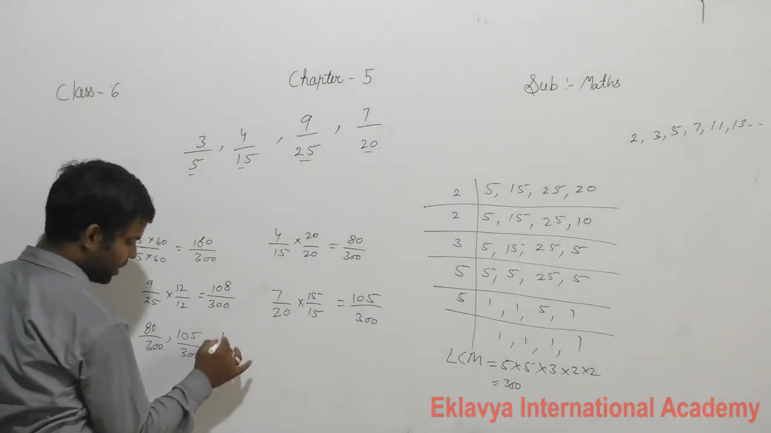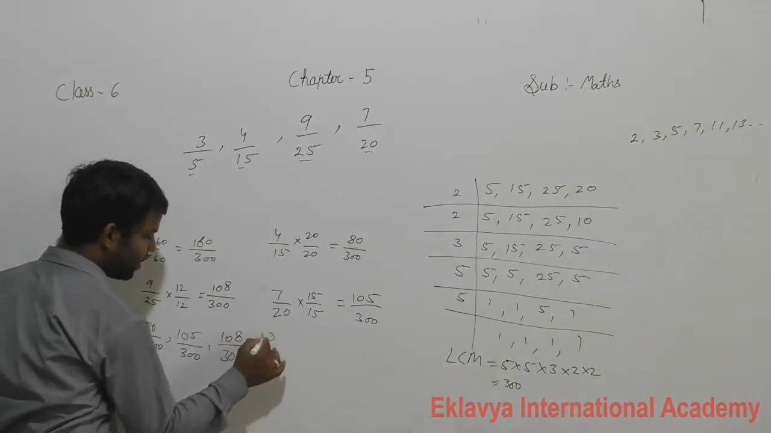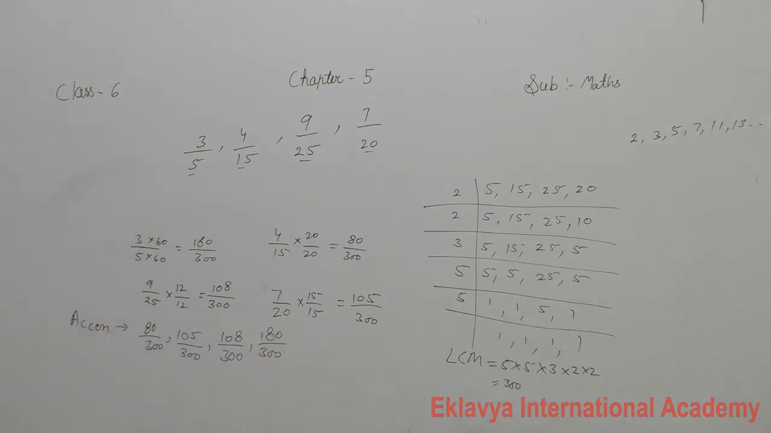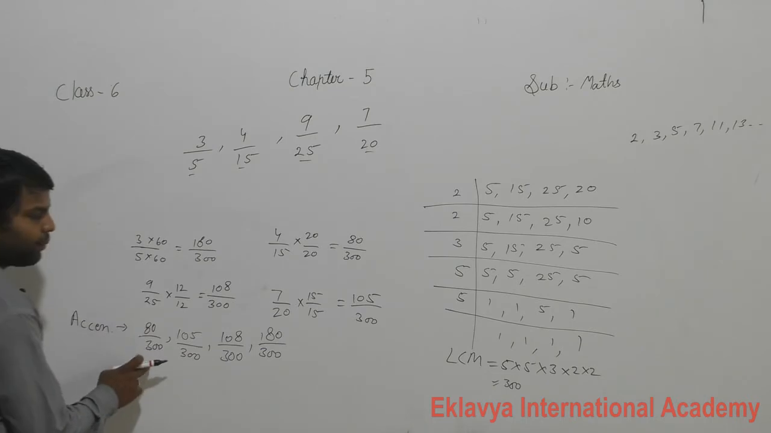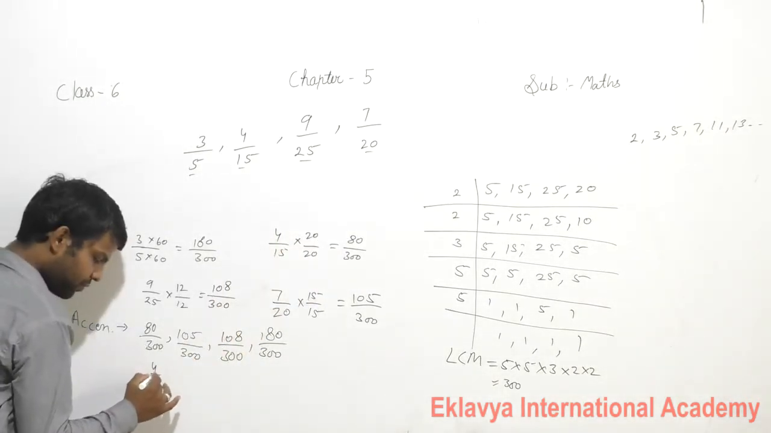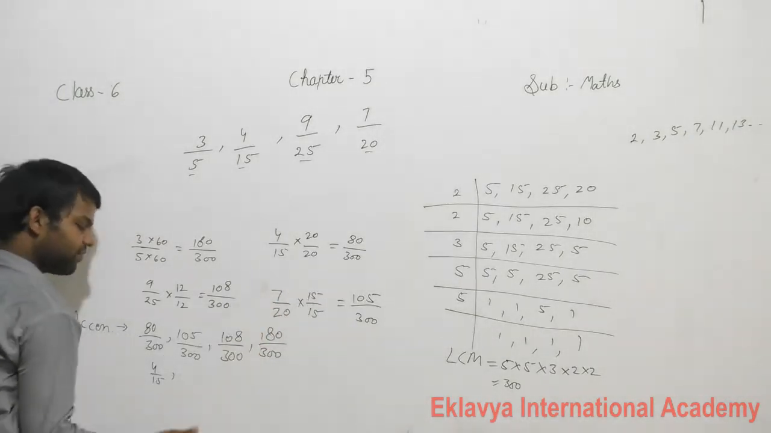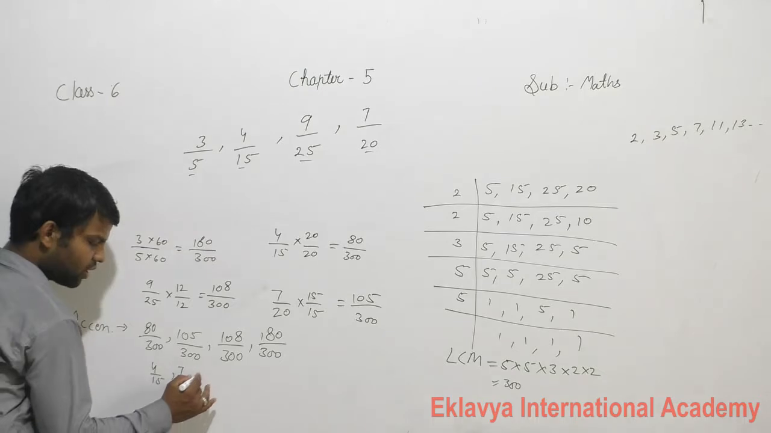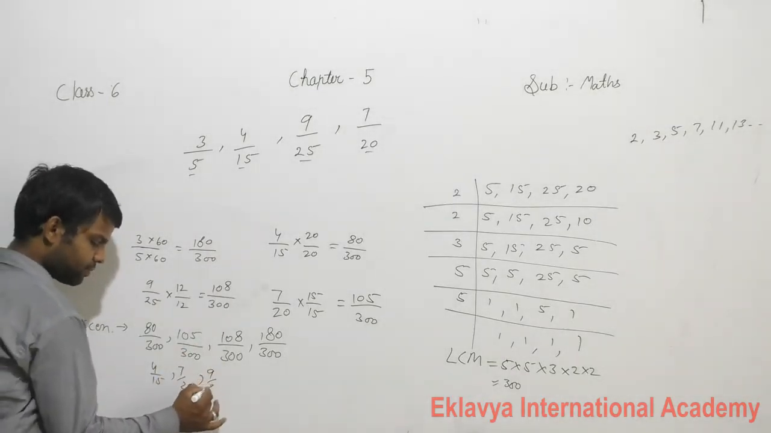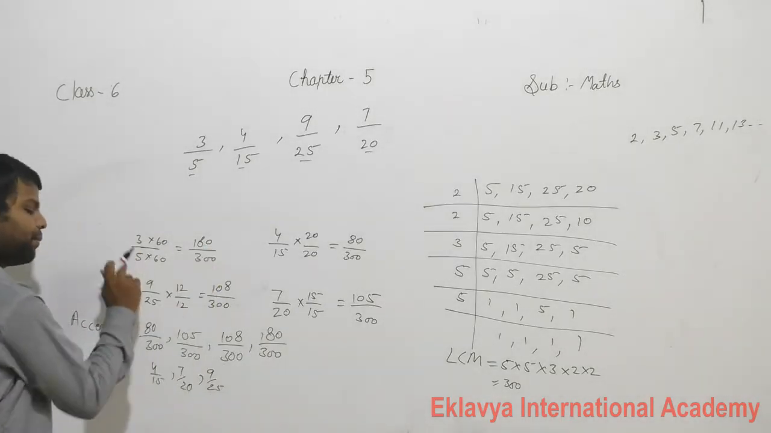Next 108 and 180 upon 300. But here we want to write fractions. So 80 upon 300 we got by the fraction 4 upon 15. 105 upon 300 we got by the fraction 7 upon 20. 108 we got by 9 upon 25. And 180 we got by 3 upon 5.